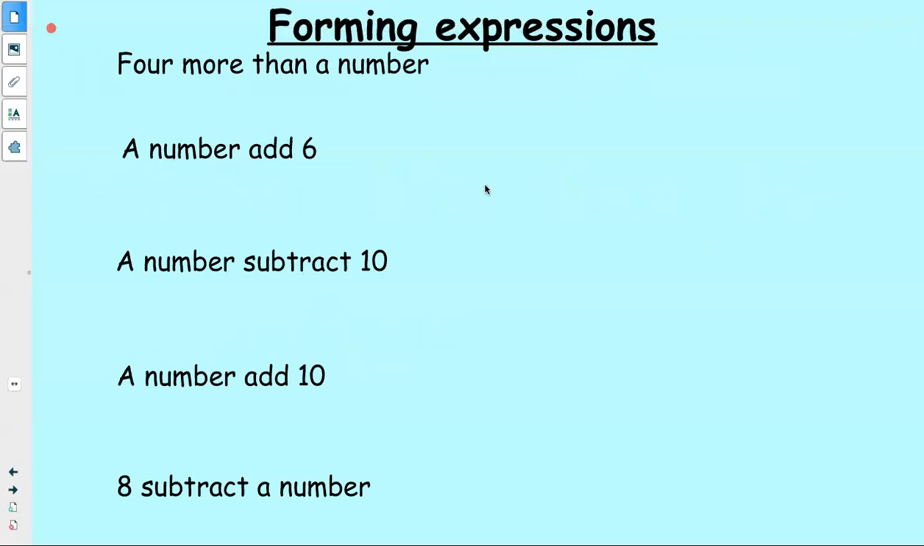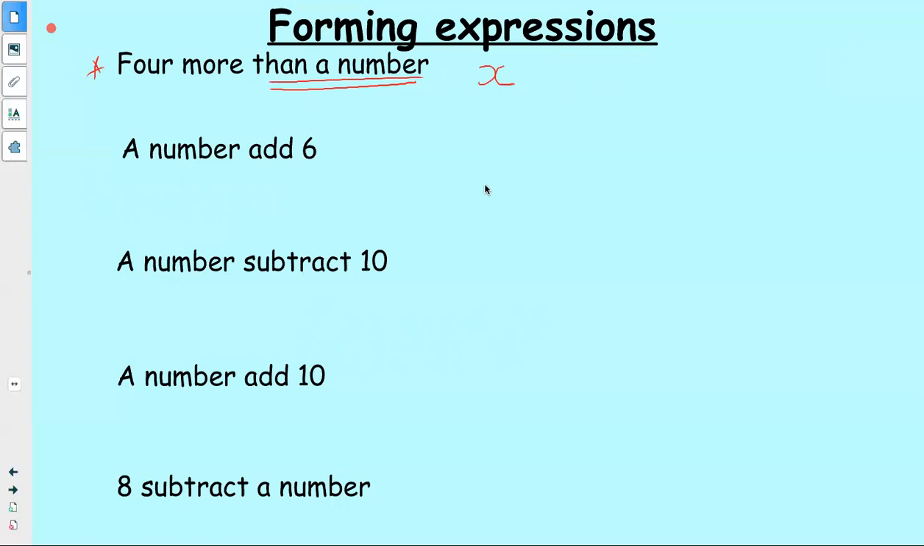Okay, so this is what we're doing today. We're forming expressions. So let's just read these sentences and try and form an expression from them. The first one here, 4 more than a number. Now we do not know what that number is. Remember what we do in algebra is we use a variable. Remember what a variable is? It can be any letter, and the number it stands for can change from question to question. I'm going to use x. So that's my number, and it's 4 more than that number.